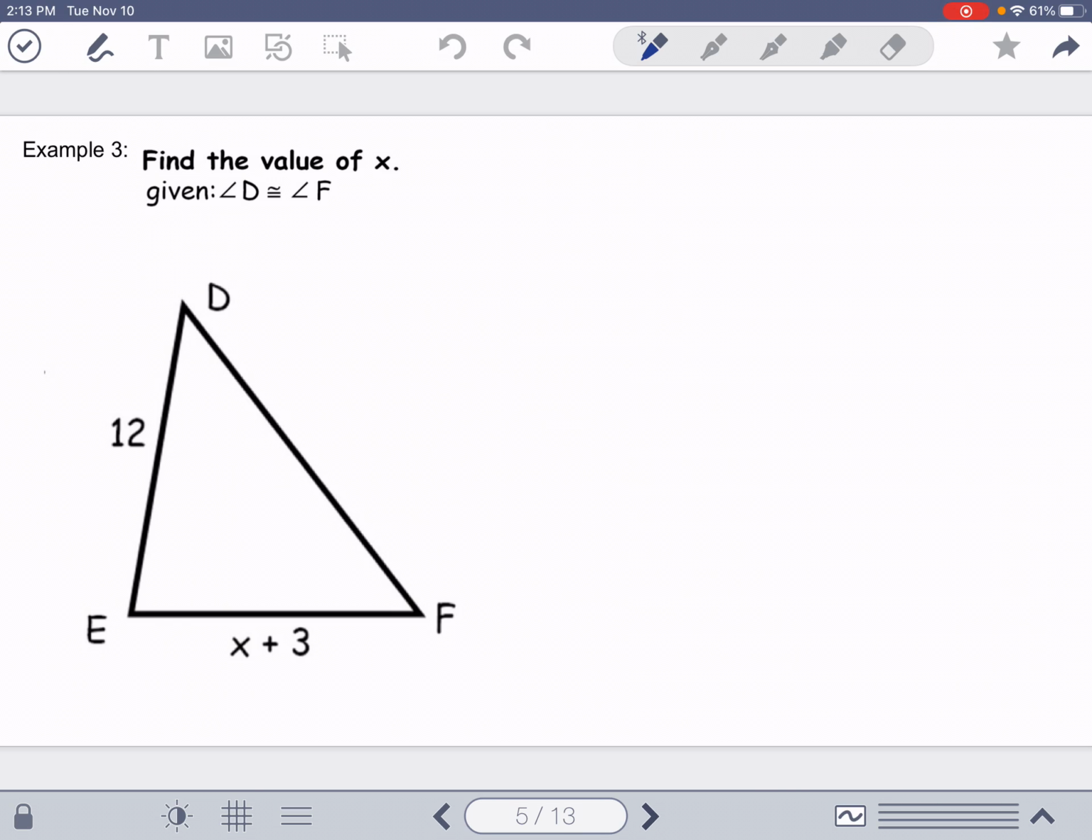Another problem says, find the value of x given that angle D is congruent to angle F. Angle D is congruent to F. Well, that means it's an isosceles triangle, so these two sides must be congruent. X is 9. Is that what I needed to find? Yes.